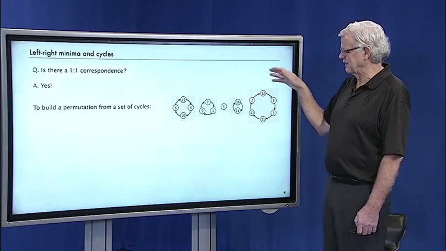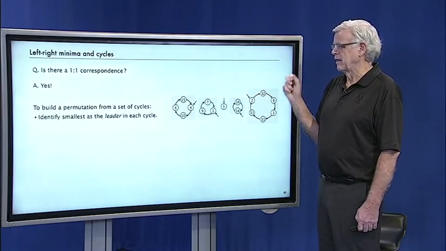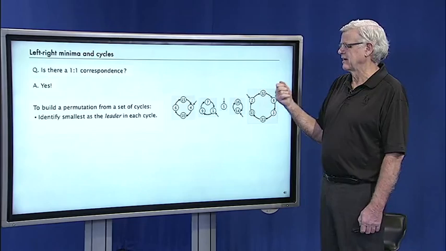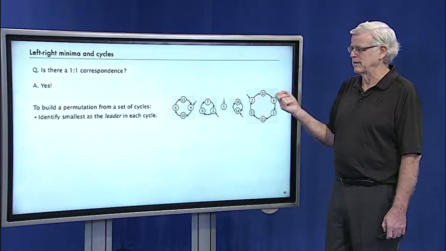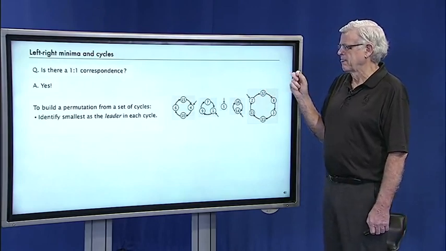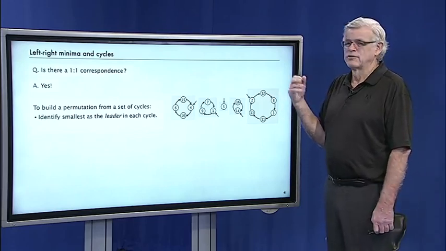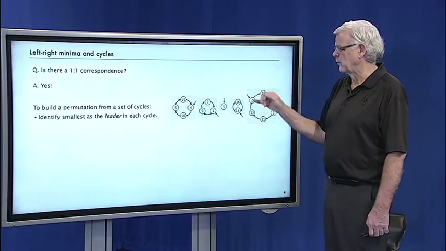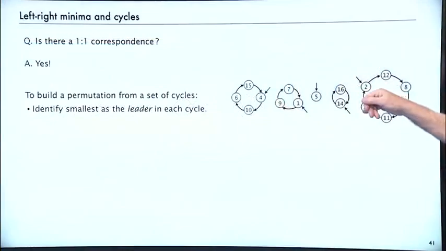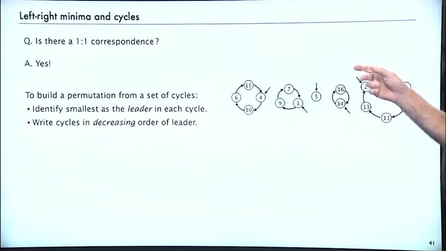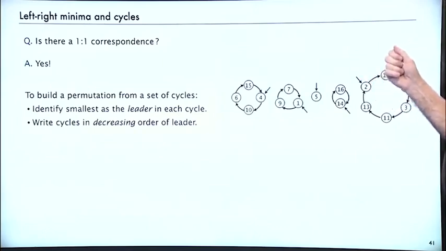So what you can do, if you have a set of cycles, you can build a unique permutation corresponding to that set of cycles, by looking at the smallest element in each cycle. We call that the leader of the cycle. So the first one, the 4 is the leader. The second one, the 1 is the leader. The singleton cycle, there's only one. Third one, the 14 is the leader, and the last one, the 2 is the leader. So we identify the leader of each cycle. And then what we'll do is write down the cycles in decreasing order of the leader.